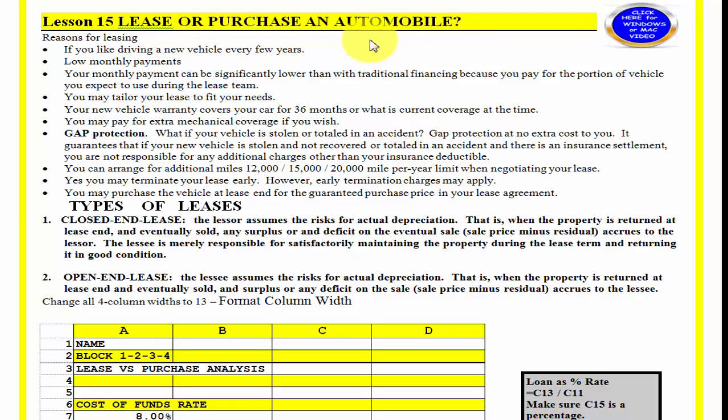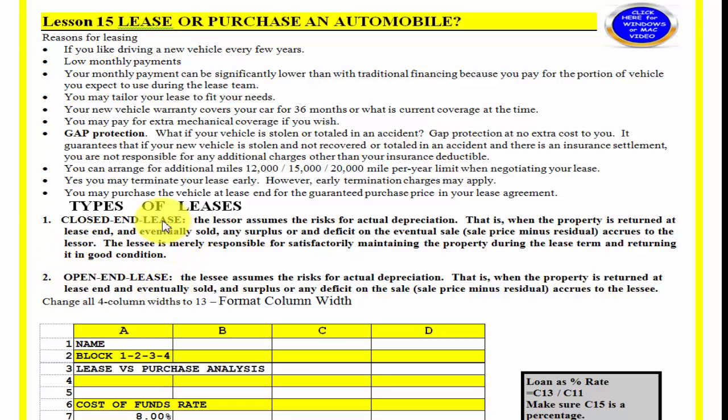Now, we have a whole bunch of reasons here. I'm not going to read them all to you. They're here for you to read yourself, but they're very good reasons, and that's the reason why I'm doing this spreadsheet lesson for you. Now, the different types of leases, you have closed-end lease and open-end lease.